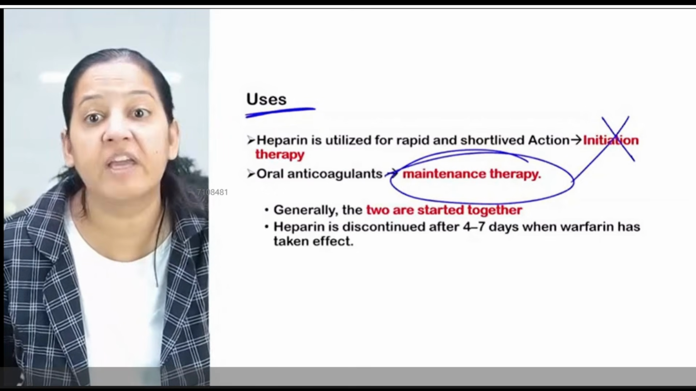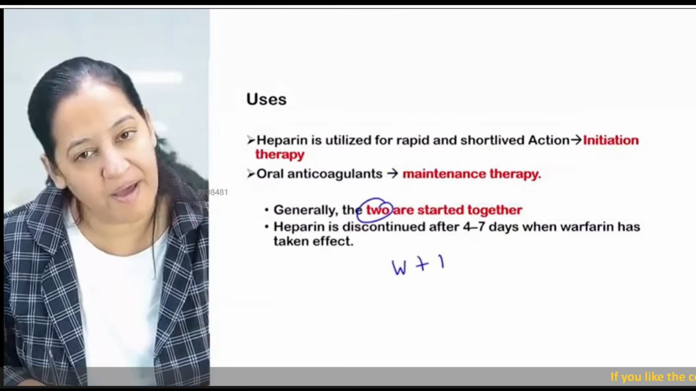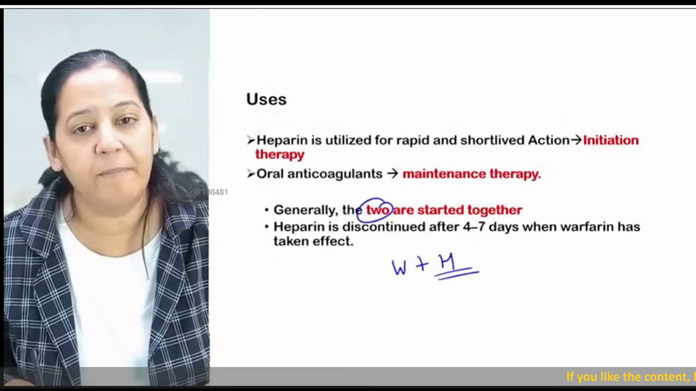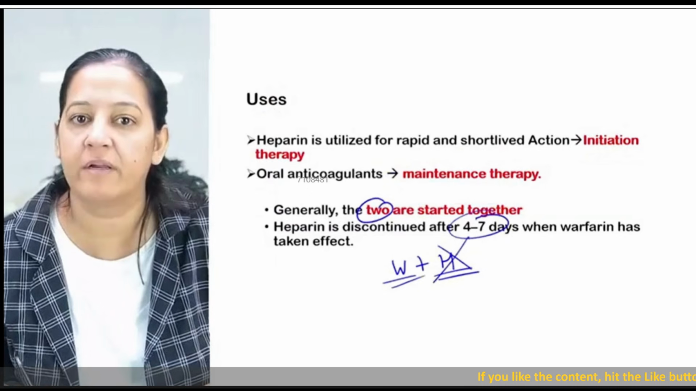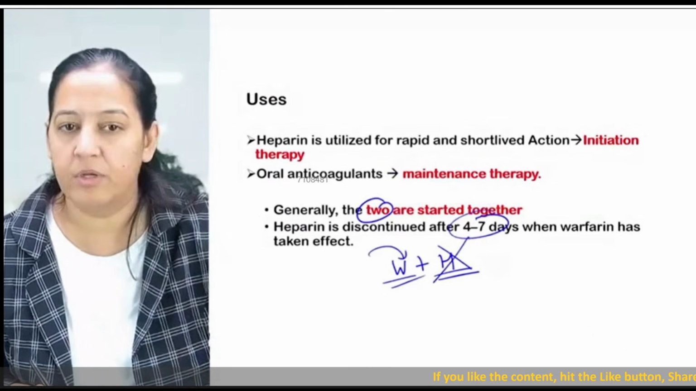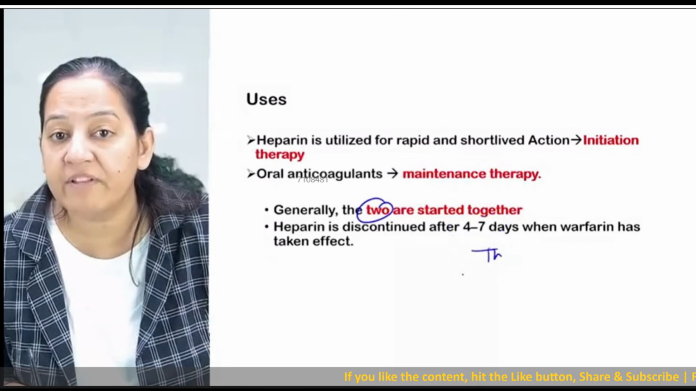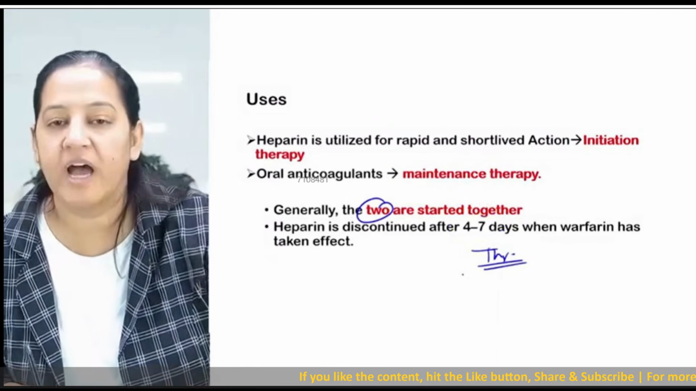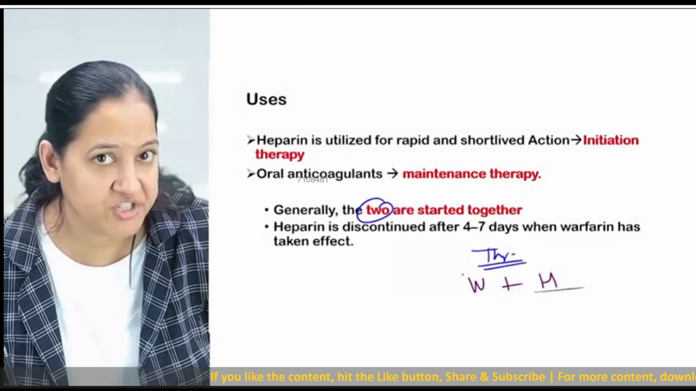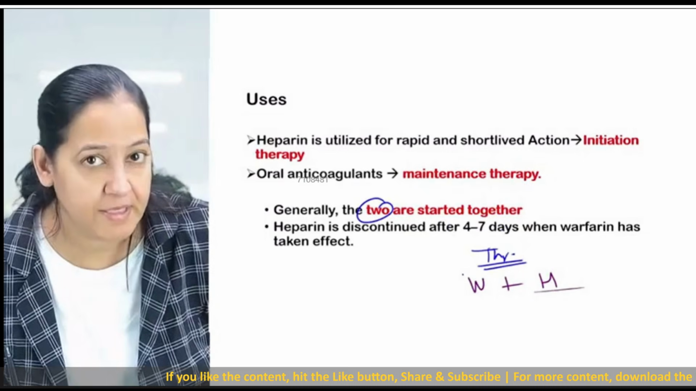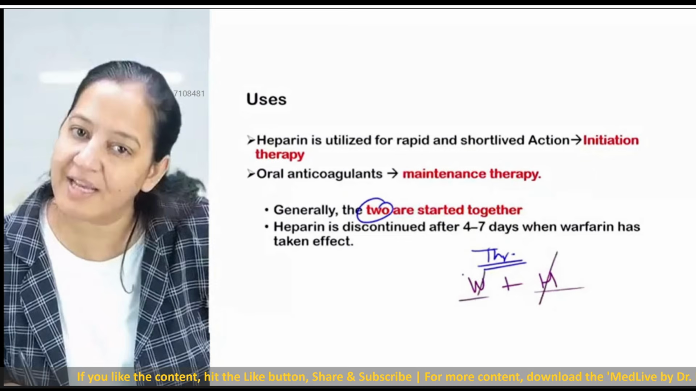For initiation, we give heparin. So basically, we start the two together. We start warfarin and heparin together. We give cover with heparin for 1 week, and after 1 week, we withhold heparin and continue warfarin, because within 1 week warfarin will come into play. Are you getting my point? So when a patient with thrombosis comes to me, I will give both: a warfarin tablet and a heparin injection. Heparin is a subcutaneous injection, it is parenteral. This one is oral. So I will start the injection as well as the tablet.